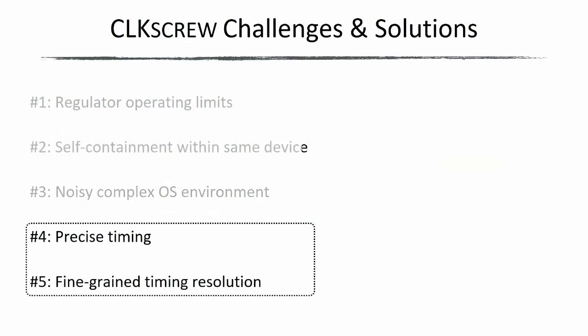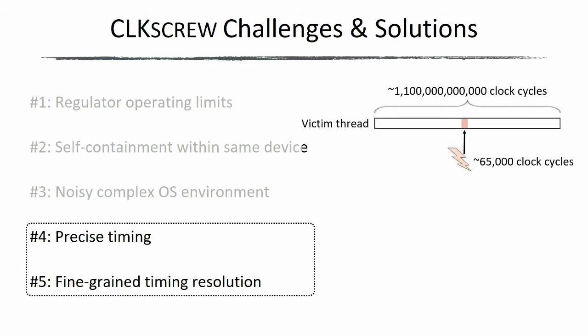And for many attack scenarios, we need precise timing as to when to actually deliver the injection of the fault, and for how long. We also need very fine-grained timing resolutions for the attack. For example, to give a sense of the difficulty, in one of the attack scenarios, we need to inject the fault within a very, very small window of about 65,000 clock cycles. And this actually happens within the entire victim thread that takes 1.1 billion clock cycles. So this is the kind of challenge that we have when we want to inject the fault in there.